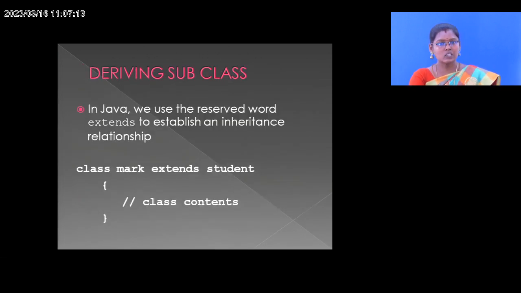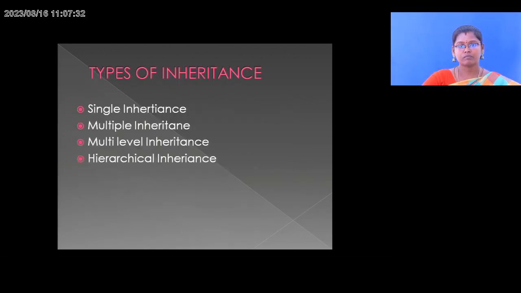This is the syntax for deriving a subclass. In Java, we use a reserved keyword, that is extends. The extends keyword is used to inherit all properties from our parent class. The first one, class, is a keyword, and Mark is a derived class name. Extends is a keyword. Student is a base class name.